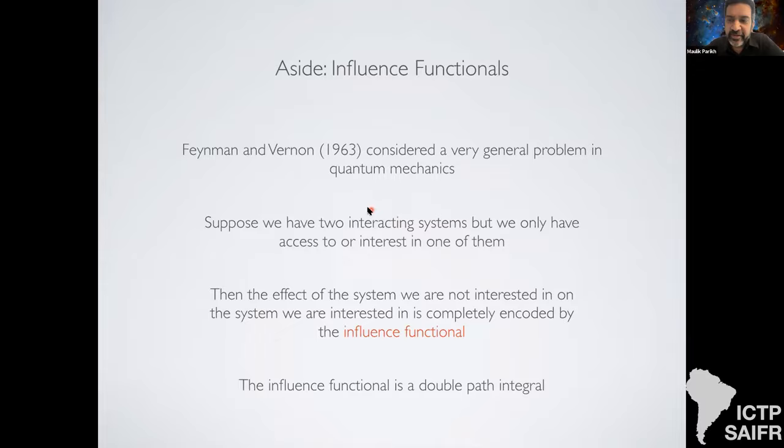And what Feynman and Vernon considered was a very general thing. They said, supposing you have 2 interacting quantum systems, but we only have access to or interest in one of them. This is often the case where one could be the environment and one could be the system of interest, or maybe there are 2 quantum systems coupled in some way and we're not interested in one of them. But because they're interacting, the one that we're not interested in is going to leave some imprint. It's going to affect or influence the first system, the one we are interested in. And what Feynman and Vernon were able to show is that if we know the form of the interaction, we can calculate the full complete effects of that other system, the one we're not measuring. Its influence is encoded in what they called the influence functional. And that influence functional is a double path integral as well.